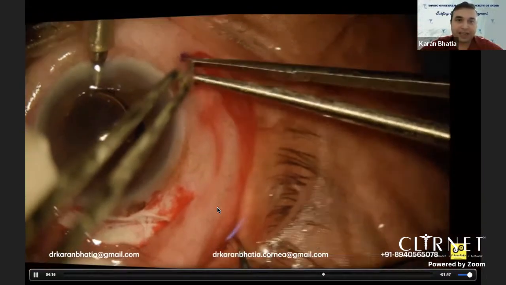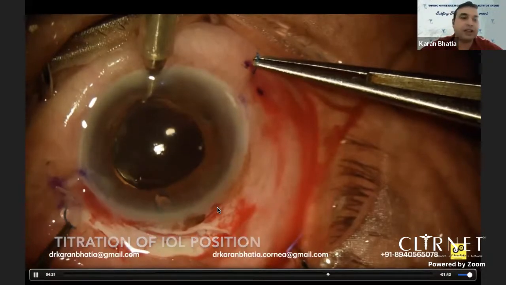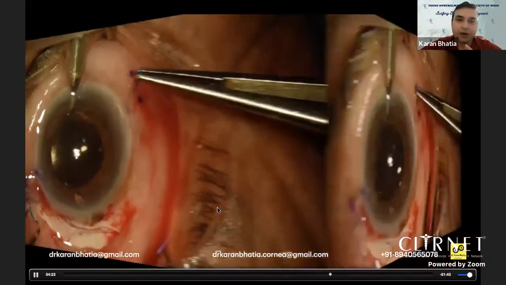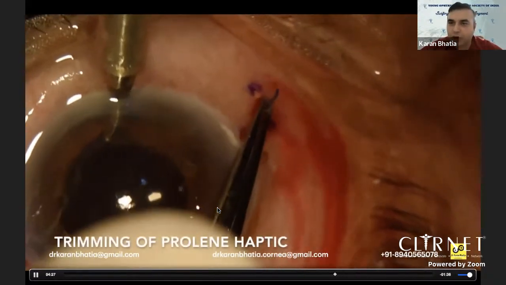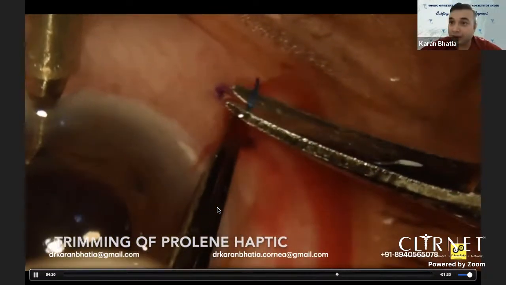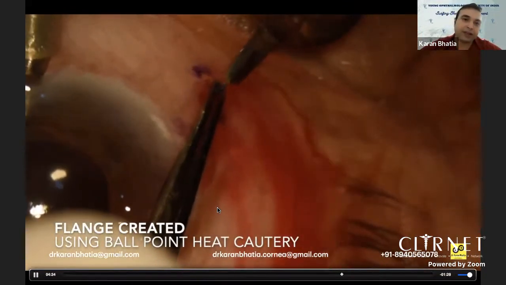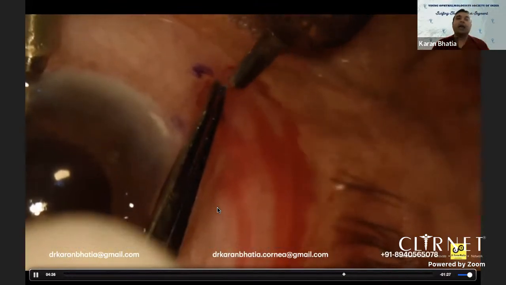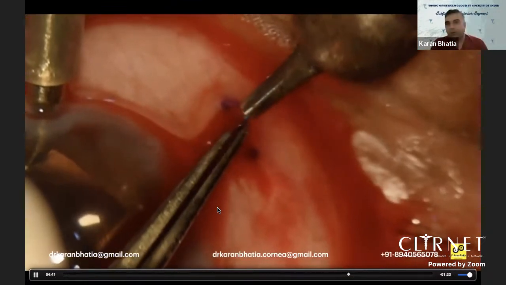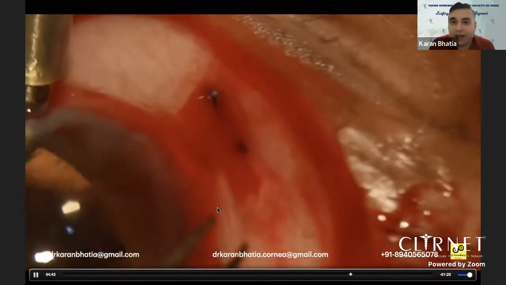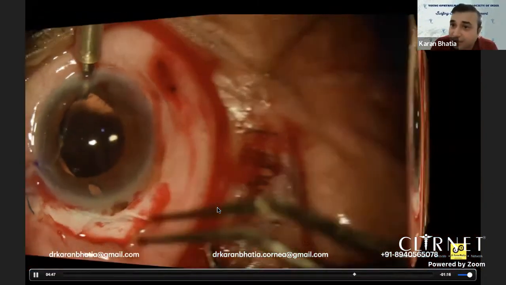Now, the next step over here would be to titrate it, and you want to check how you want the centration to be. So now it is perfectly centered. You pull a little bit of the IOL, approximately 1 millimeter, and sometimes more depending on eye to eye, and then you cut the IOL. And once part of the haptic is cut, you use a heat cautery and create a flange like the Yamane technique. You can also use a Bovie cautery, but this is more economically viable. And then this flange is buried subconjunctivally and intrasclerally also.